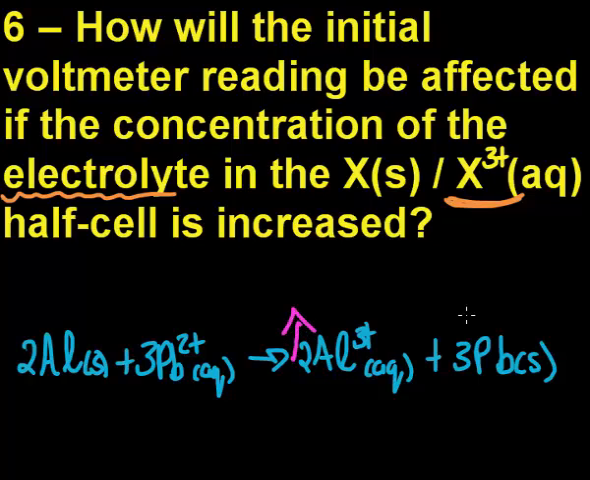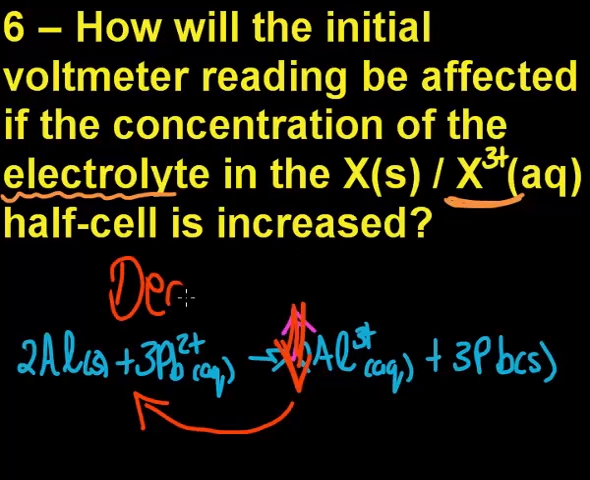Now remember, according to Le Chatelier, it would like to oppose the change by decreasing this electrolyte solution, and it will do so by favoring the reverse reaction, which means that my EMF, which is the voltmeter reading, will end up decreasing whenever the reverse reaction is favored.